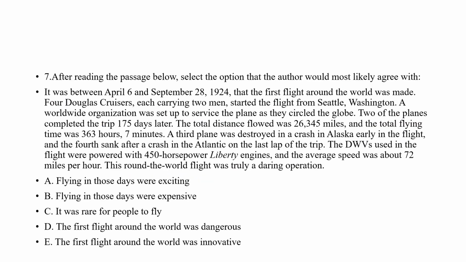Okay, the next one wants to know what is something that the author would agree with. So basically this paragraph talks about the first sea flights around the world. It talks about how they have 4 aircraft carriers and they went from Seattle, Washington, blah blah blah. And 2 planes complete the trip, while the other 2 planes, one was destroyed in a crash and one sank after a crash in Atlantic.